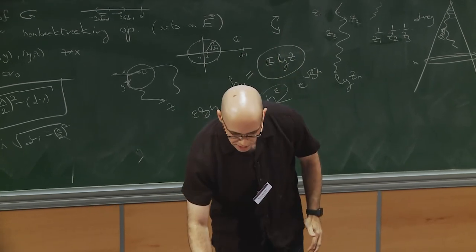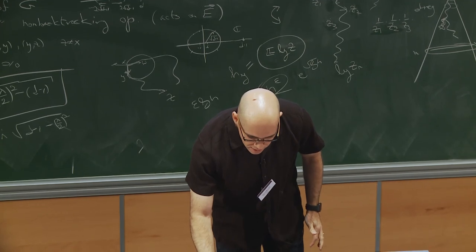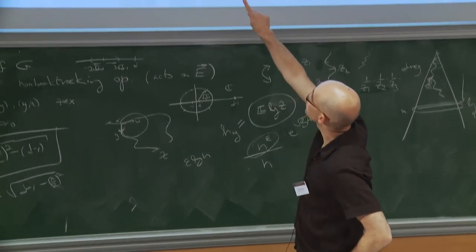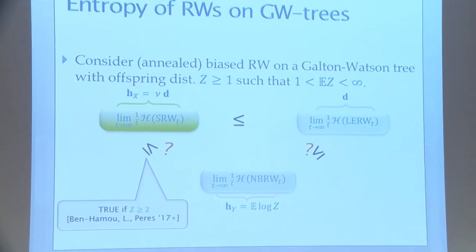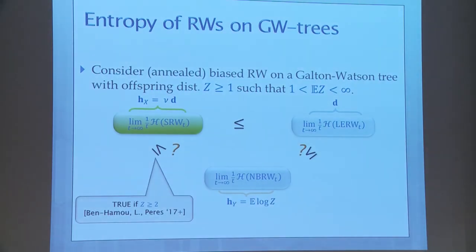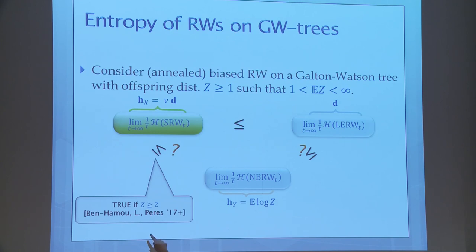OK, so I think with that I've said everything that I wanted to say. I'll just show you the answers to these inequalities that I said we don't fully know. This is in the paper we posted on Saturday of this week. We know the left inequality is true if Z is at least 2. If you allow some probability for Z equals 1, it should also be true, but we don't know it. And we don't know the right inequality at all, but it should also be true. Nu is the speed of random walk, and these are the Hausdorff dimension, that was the scary formula from the previous slide.